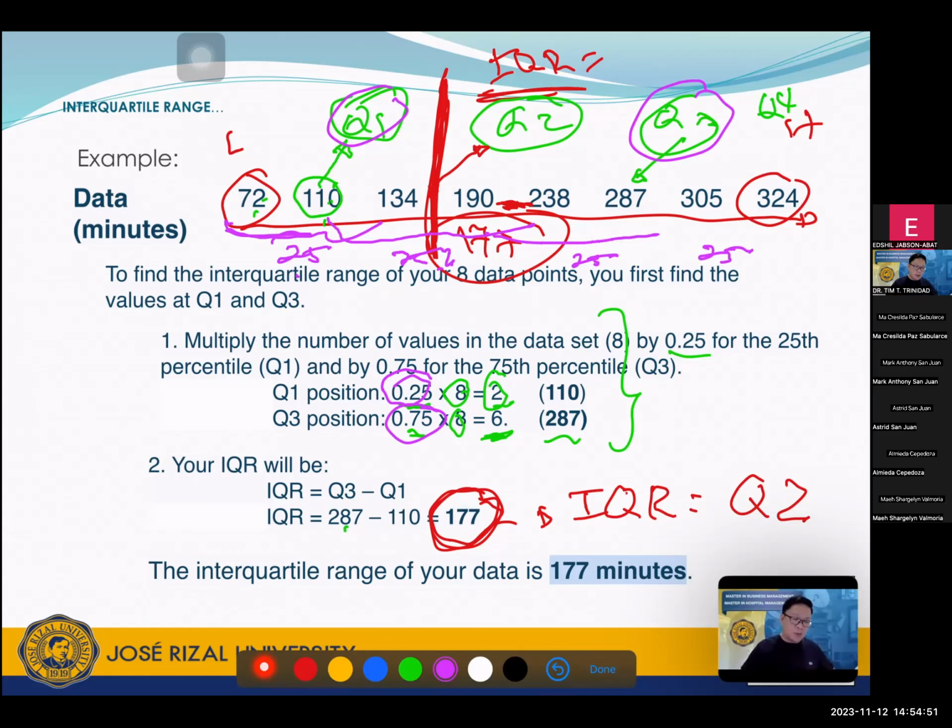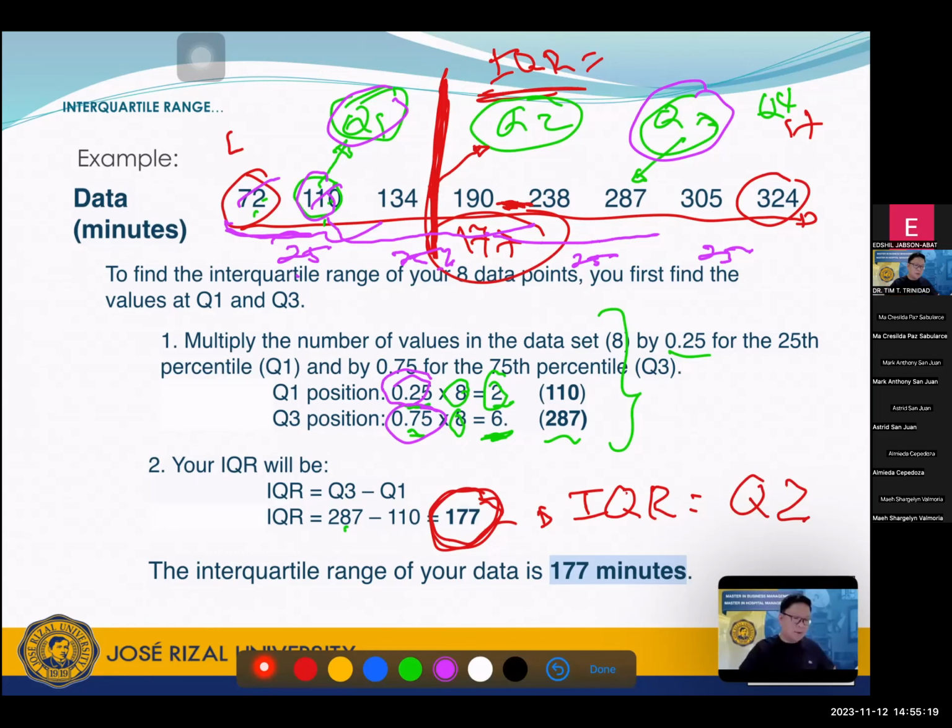And if you want to know the specific data set where it belongs in quartile 1, you just have to get the value of the quartile, which is 0.25, and the number of data sets, which is 8, and then kung ano yung lalabas, that will be the position of your first quartile. So that will be 1, 2. So the value of your quartile 1 is 110. Okay, and so on and so forth. Okay, sir. Thank you po.